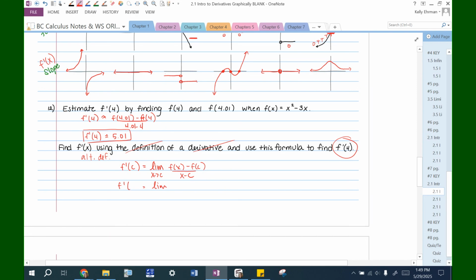So ours is f prime of 4. It's the limit as x approaches 4 of f of x, so x squared minus 3x, minus f of 4. So what do I get when I plug 4 into this? 16 minus 12 is 4 over x minus 4. Direct substitution doesn't work here. You get 0 over 0. But if you work on this a little bit, you can factor.